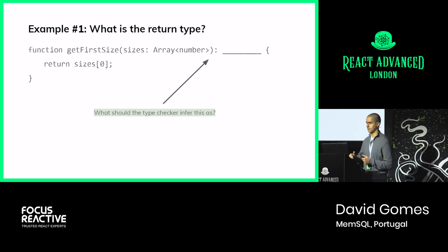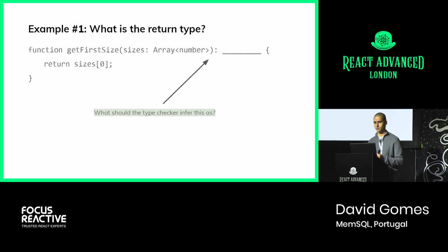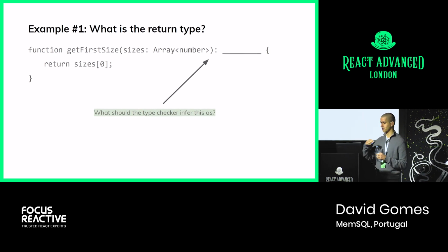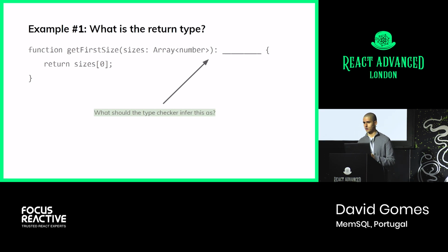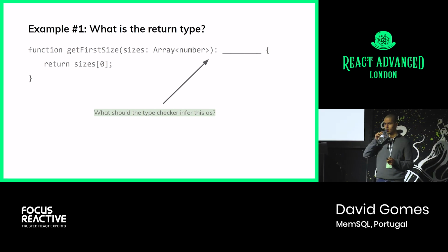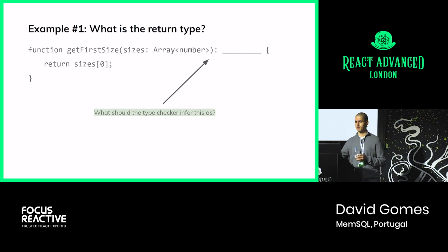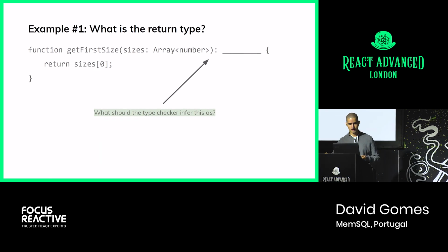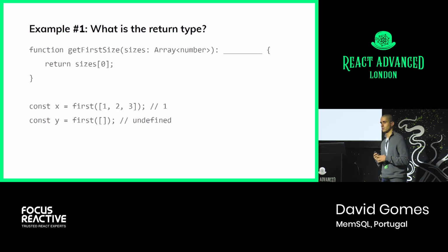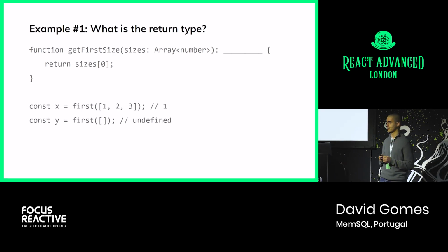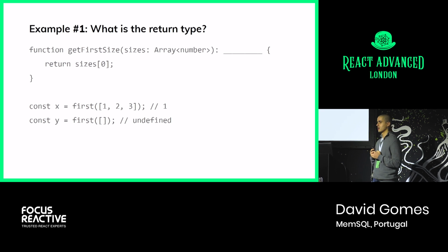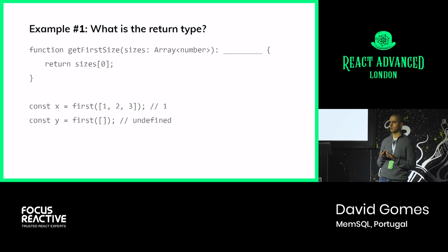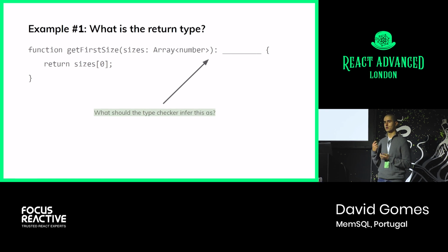What should be the return type of this function? It's a pretty simple function, takes in an array of numbers, and it returns the first number in that array. Who can tell me what the return type of this function should be? Yeah, I heard number, and I also heard maybe number or undefined. That's very interesting. So you are correct. So this function can either return number or undefined. That's it. It can't return anything else. And so the question becomes, should the type checker infer the return type of this function as number or undefined?